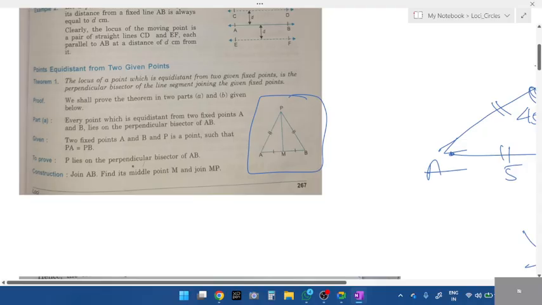P lies on the perpendicular bisector. Look here, perpendicular bisector of AB, which means P is on the perpendicular bisector. And I taught you how to get this P, students. From B, you cut a line. From A, you cut a line, you'll get P. And from B down, from A down, this line will extend. Using the same concept, they've drawn this triangle. It's a right angle triangle.